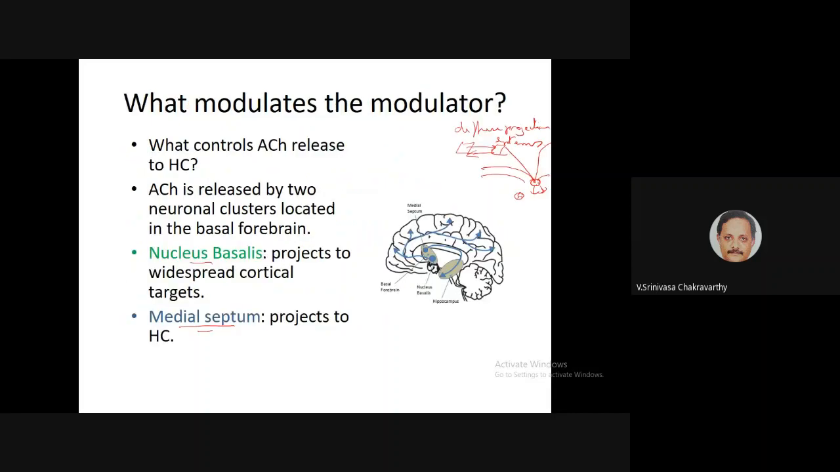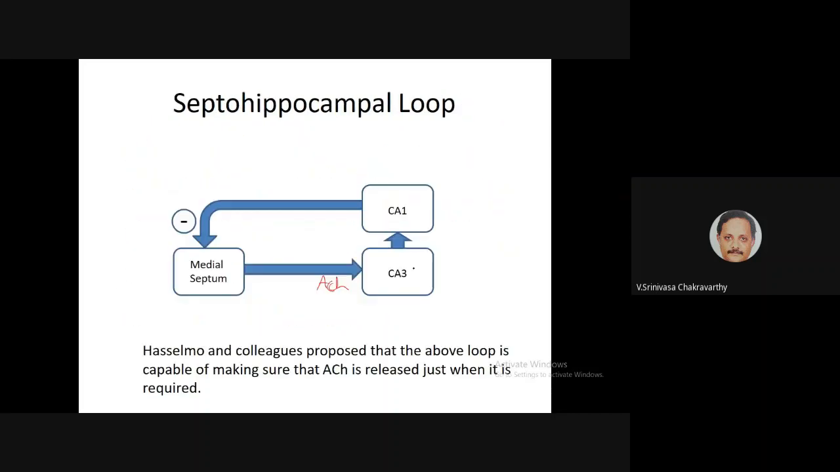Because medial septum and CA3 are connected in a loop like this. Medial septum is the cluster which releases acetylcholine to CA3, and CA3 projects to CA1, and interestingly, CA1 also receives direct input from EC, and CA1 is the one which projects back to medial septum. There's a negative feedback. So Hasselmo and colleagues proposed that this loop is the one which decides when ACH has to be released.